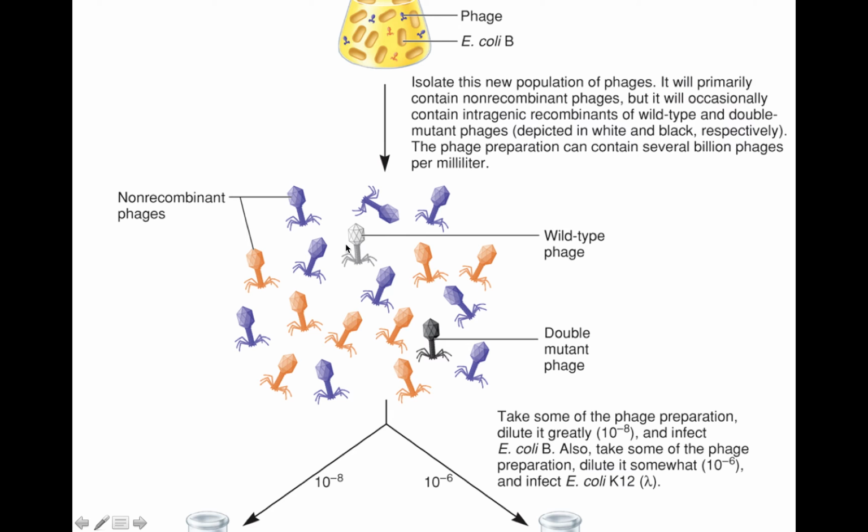Okay, so here's our wild type phage, and here's our double mutant phage. They don't look any different. The double mutant doesn't look any different than the single mutant ones because all of these don't have a functional A gene. But this one, however, will be able to make plaques.